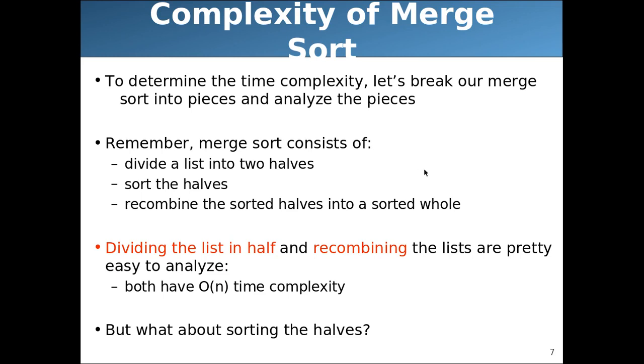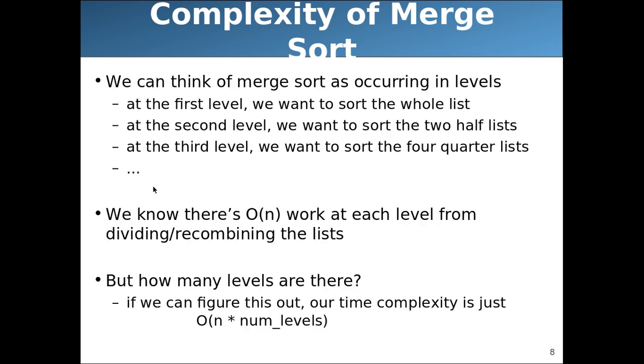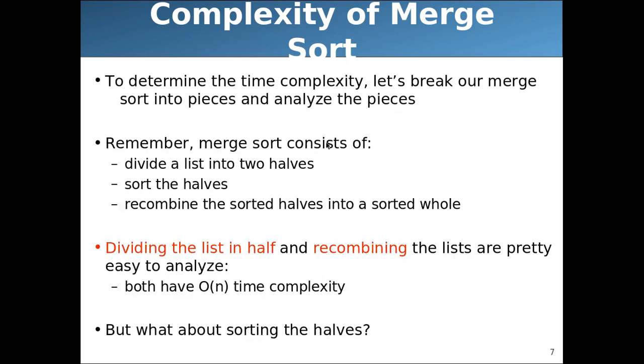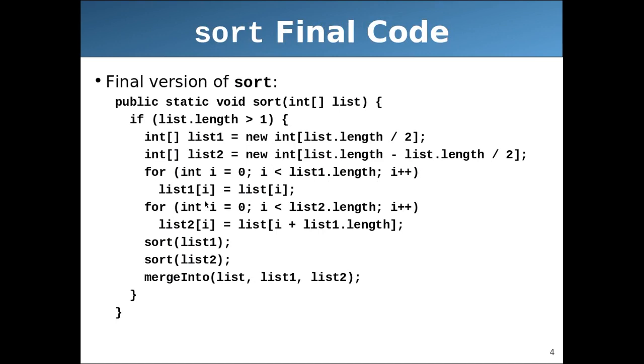Okay, but the one that we don't know yet is how much it takes to sort the halves. So we know this is n, we know this is n. And if we go back to our original algorithm, this is n plus n. So it's not times because it's not nested. So we're not at n squared yet. So n plus n plus, well, times, because it's the recursive call, and plus another n.